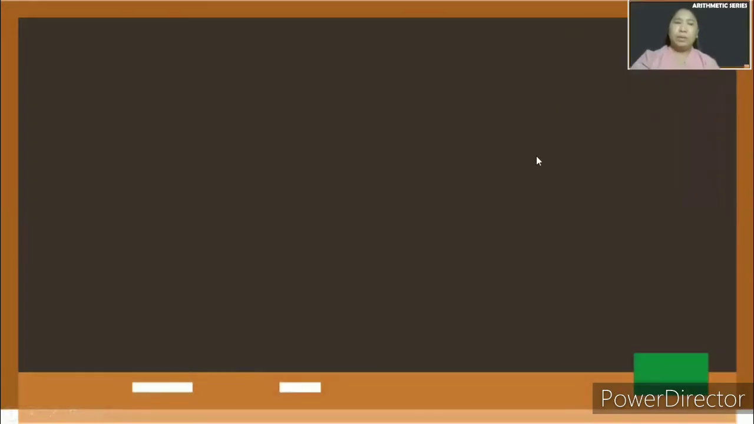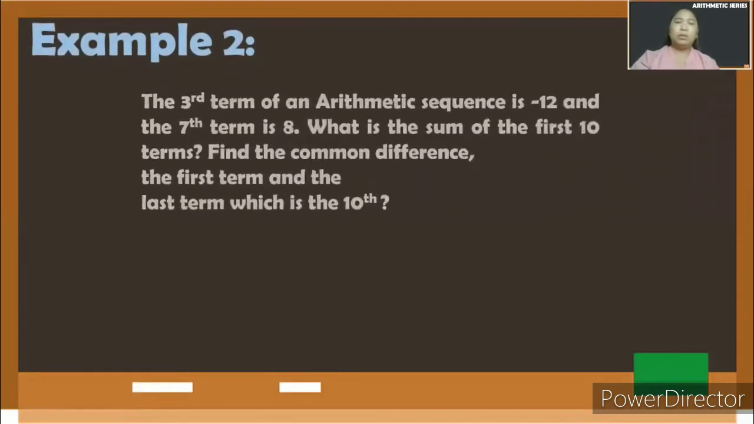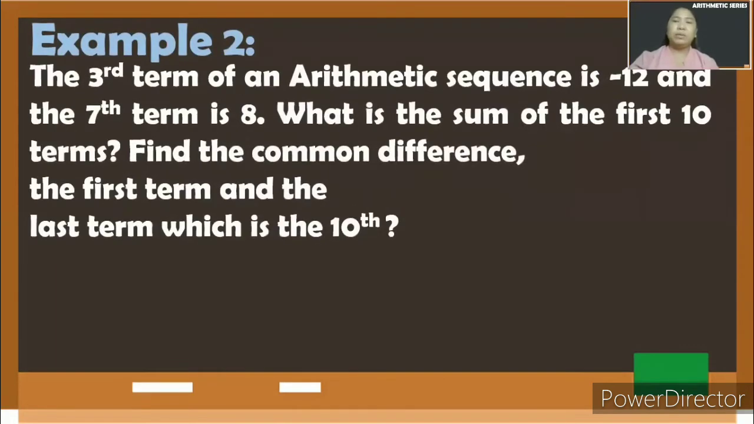Okay, so let us have example 2. The third term of an arithmetic sequence is negative 12, and the seventh term is 8. What is the sum of the first 10 terms? Find the common difference, the first term, and the last term, which is the 10th.